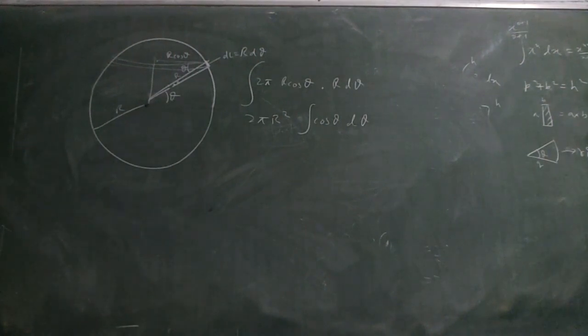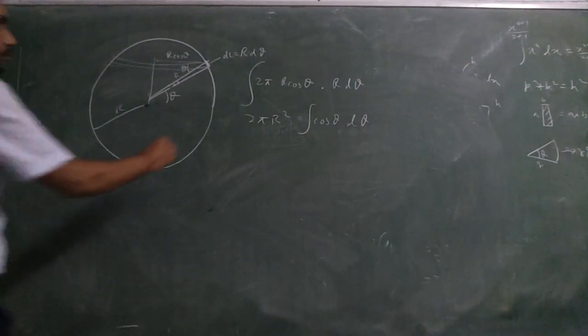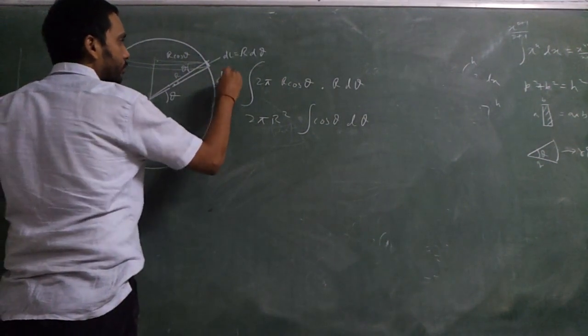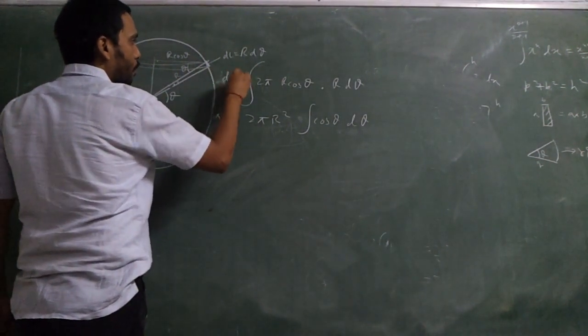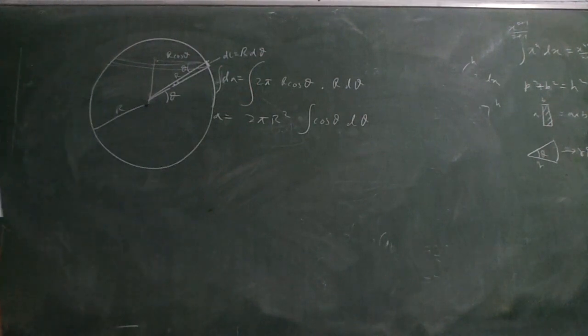Anybody? That's absolutely wrong. I told you, you have to be very careful, it should not overlap. Theta is 0 to... 0 to half pi. What? 0 to half pi. Very good. 0 to pi by 2.